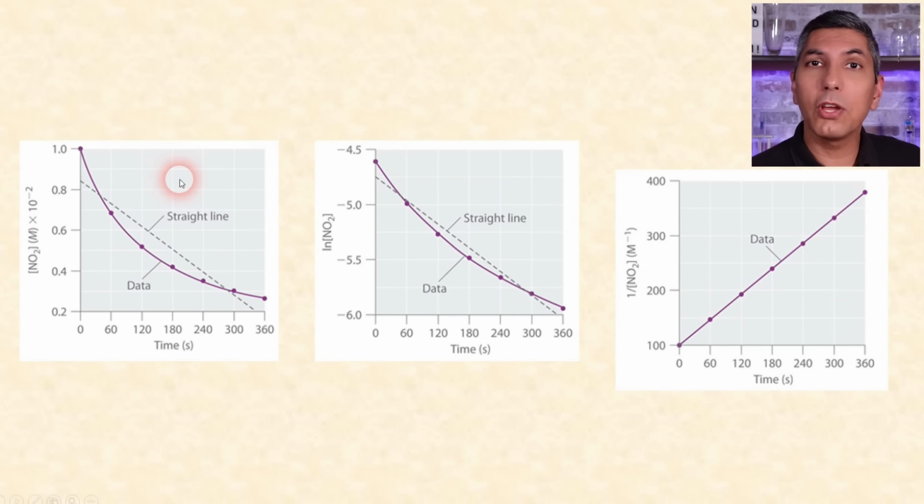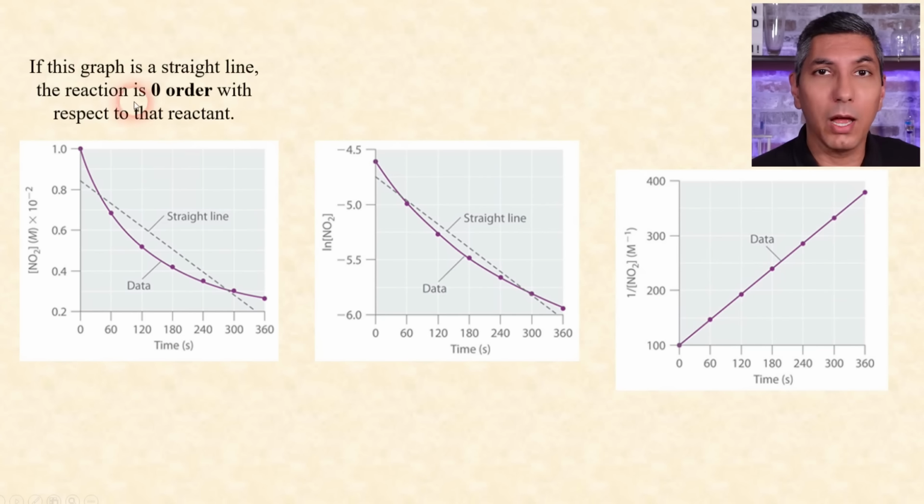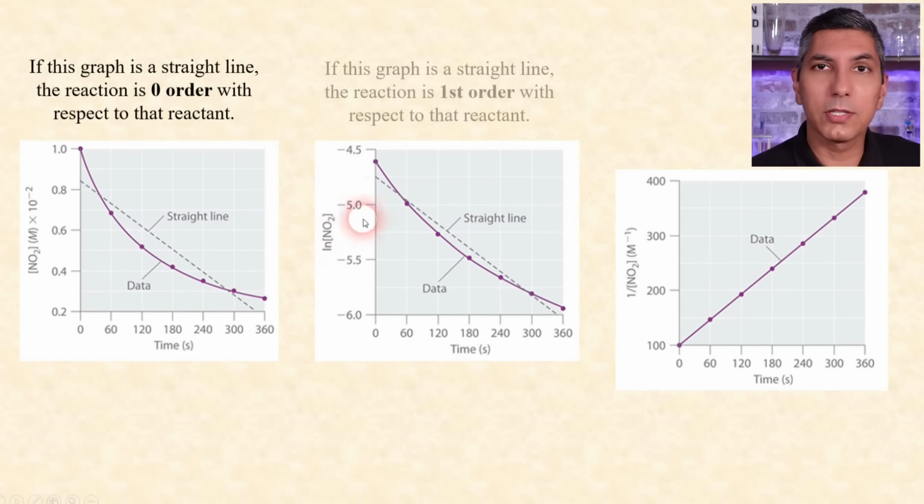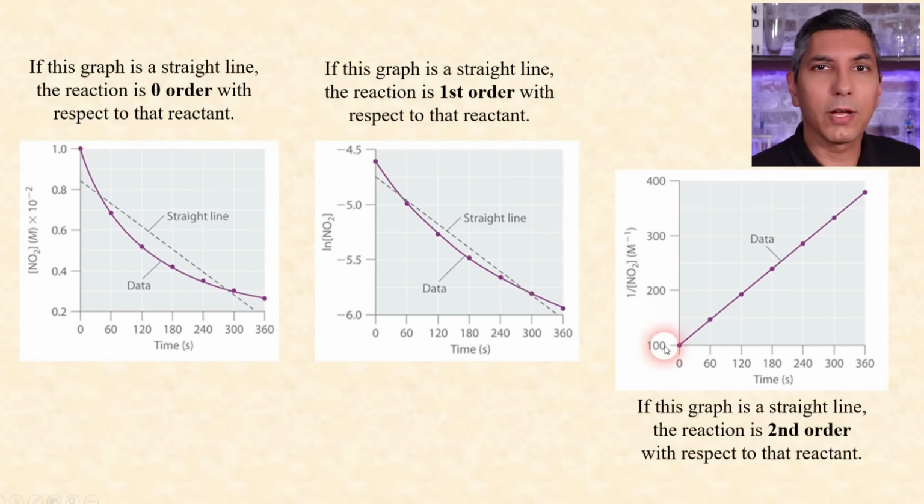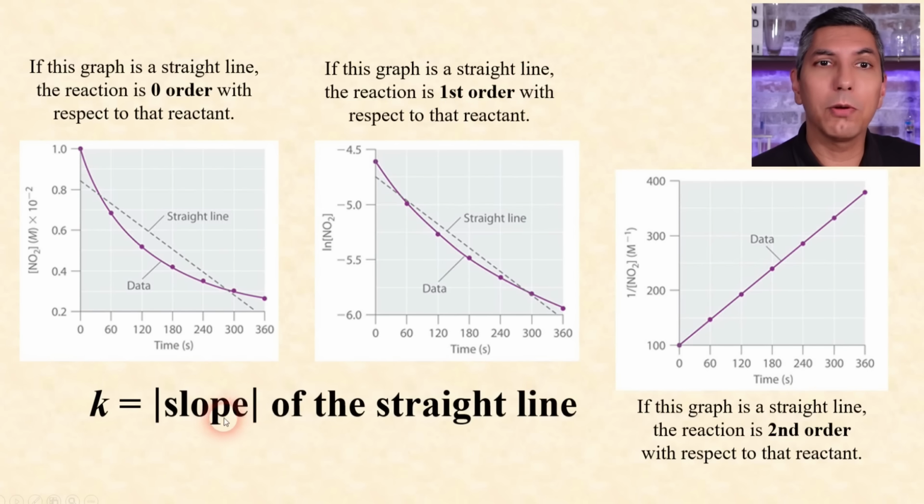If the concentration versus time graph is a straight line, it'll be 0 order. If the natural log versus time graph is a straight line, it's first order. And if the reciprocal of concentration versus time graph is a straight line, then it's second order. For any straight line graph, the absolute value of the slope is equal to the rate constant.